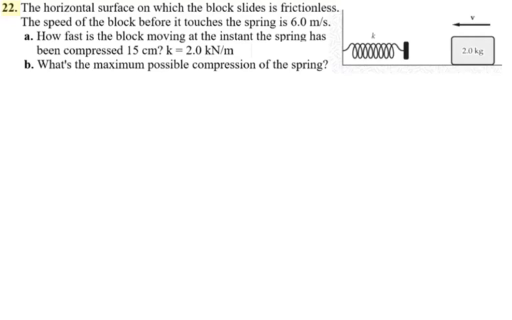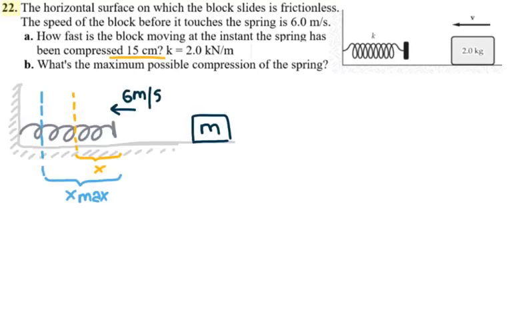So here's one more question. The horizontal surface on which the block slides is frictionless. The speed of the block before it touches the spring is 6 meters per second. How fast is the block moving at the instant when the spring has been compressed by 15 centimeters, and the spring constant is given as 2,000 newtons per meter? And what is the maximum possible compression of the spring? So here I have my drawing, so you will be able to see my work.